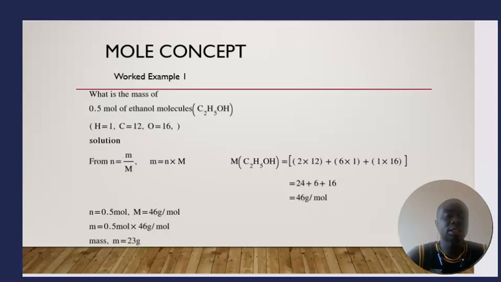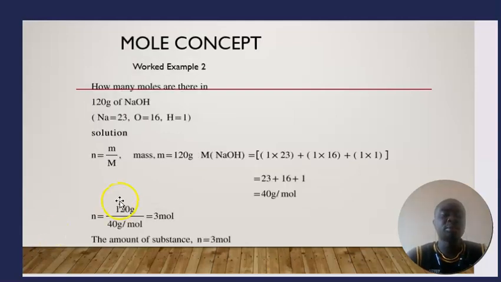Now, let's take our last example. Example 2. Realize that the first one that we solved, we calculated the mass. Here, we are going to calculate the amount of substance itself, which is the moles. So how many moles are there in 120 gram of sodium hydroxide, that is NaOH? So this is sodium, this is oxygen, this is hydrogen. The atomic mass of sodium is 23, that of oxygen 16, and that of hydrogen is 1. So you write the formula. The mass was given, 120 gram.